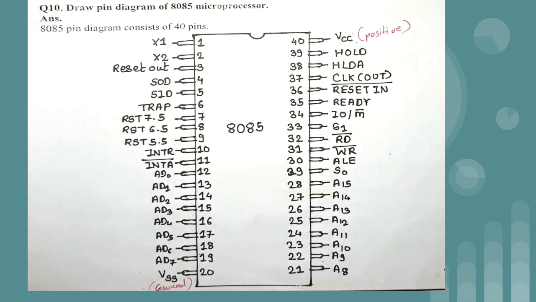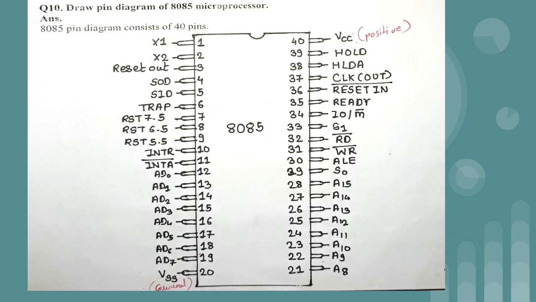So all these pins are connected with each other, meaning they have a relation, because on the basis of the values of S0 and S1 only we will perform the specific read or write operation. Then we have at pin number 34 IO/M, input output memory. Then pin number 35, which is labeled as ready. Then we have reset in, then we have CLK out, then we have HLDA, that is hold acknowledgement. So these two pins, pin number 39 and 38, are related to each other, and the last pin is nothing but the VCC.